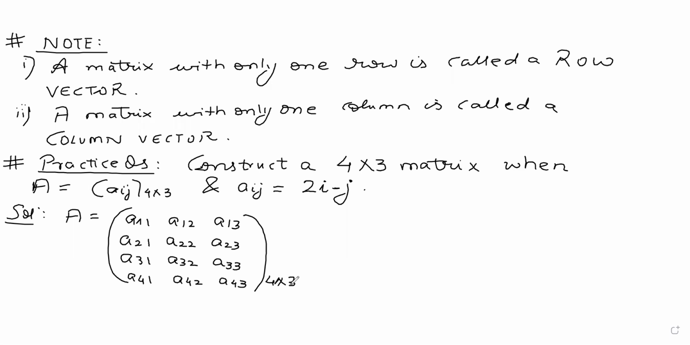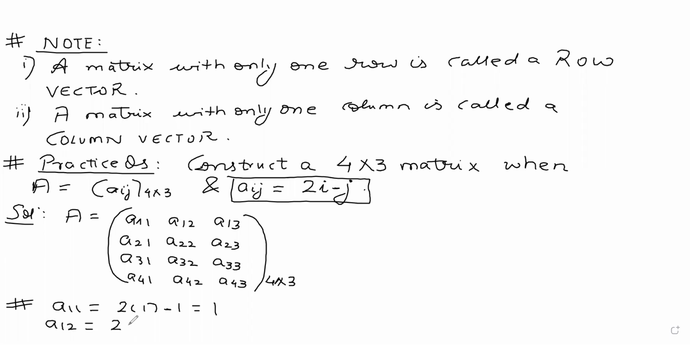Okay. Now in general, we are given Aij is 2i minus j. So can we calculate all the elements? A11 will be 2 into 1 minus 1, which is 1. A12 is going to be 2 into 1 minus 2, which is 0. A13 will be 2 into 1 minus 3, which is minus 1. And likewise, you all can calculate the other elements.